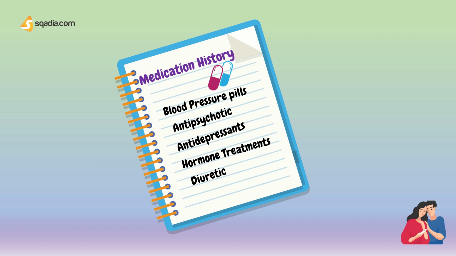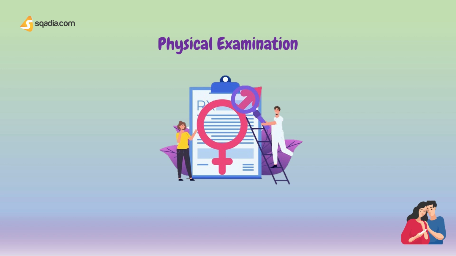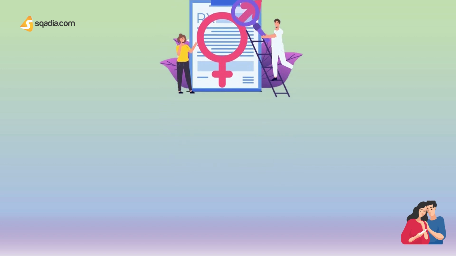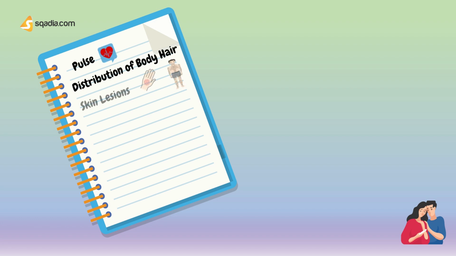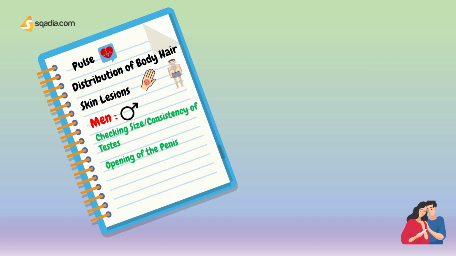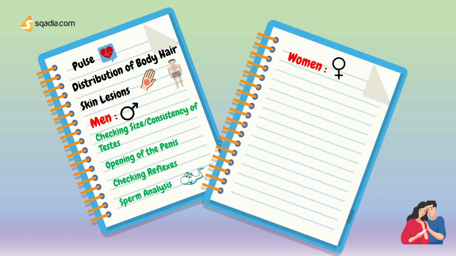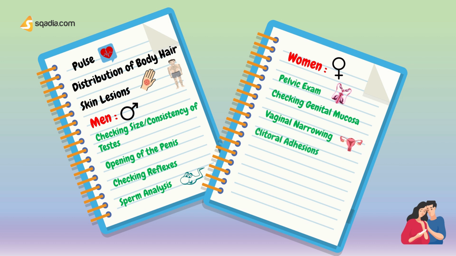Now that you are well aware of the symptoms of your patient, your main role starts here. You have to examine the patient. This physical examination includes pulse, distribution of body hair, looking for skin lesions. In men, checking size and consistency of testes, and opening of the penis, checking reflexes, sperm analysis. In women, pelvic exam, checking the genital mucosa, looking for vaginal narrowing, checking for clitoral adherence, and basal temperature.